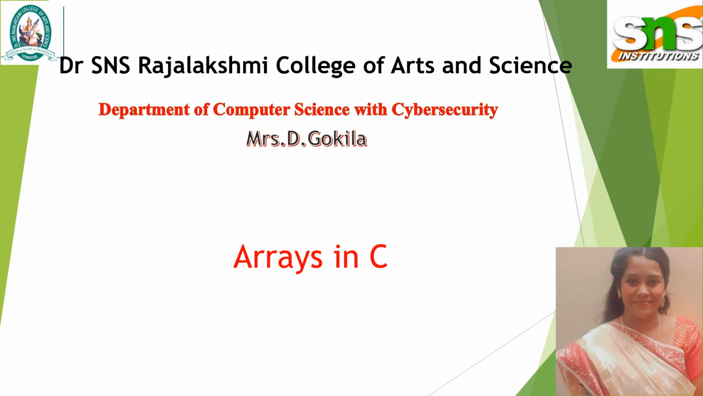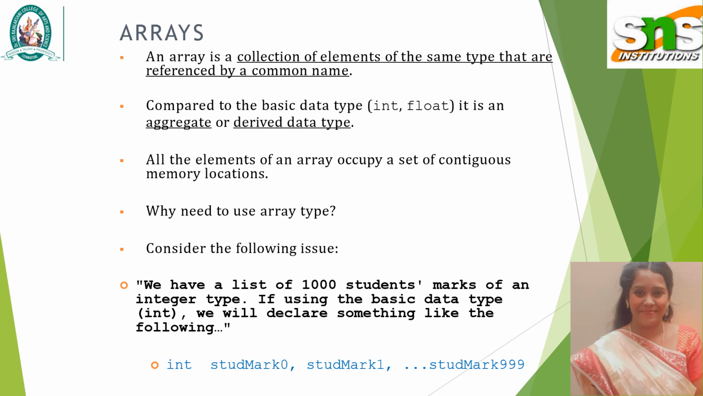In this video, we are going to see about arrays in C. An array is a homogeneous collection of elements. It differs from a structure in that it can be used for arranging the elements in an order. An array is a collection of elements of the same type, and it can be referenced by a common name. Compared to the basic data types, it is a derived data type because arrays can be derived according to the benefit of the user.